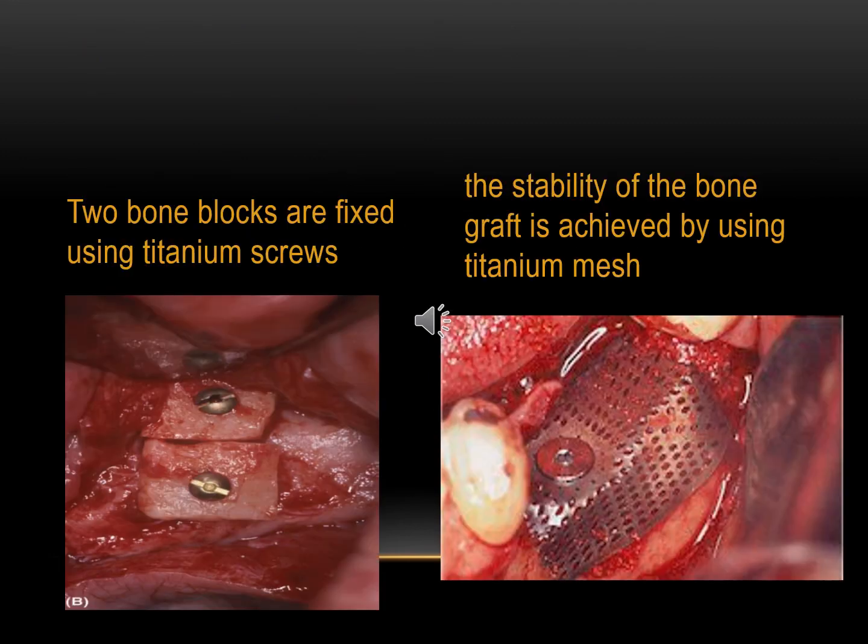In the first picture, you can see the bone blocks fixed by screws to be stable during the healing period. The second picture shows the titanium mesh covering the bone graft, and the titanium mesh is stabilized by fixation screws to prevent any movement during the period of healing.